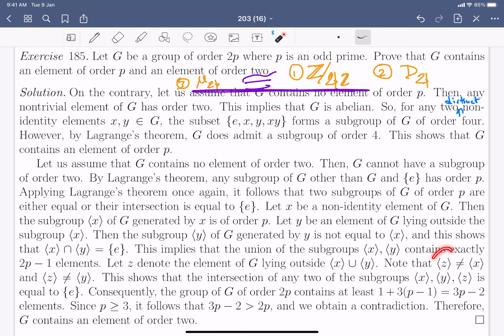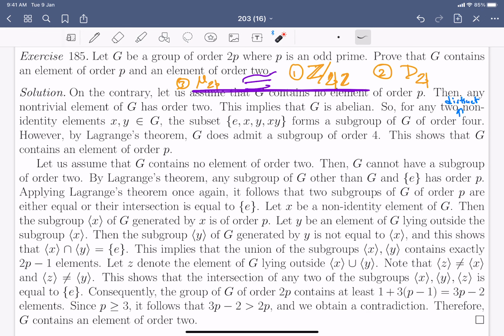And again note that the subgroup generated by X is different from the subgroups that we have been considering earlier, that is the subgroups of G generated by X and the subgroup of G generated by Y. Okay, so now if you pick any three of them, their intersection has to be just a trivial subgroup. That is the subset consisting of the identity element only.